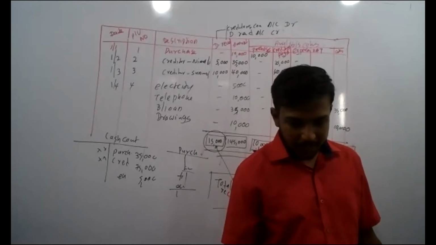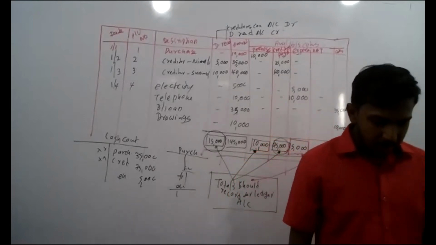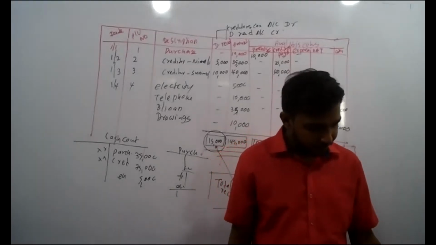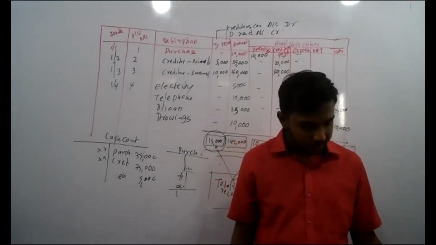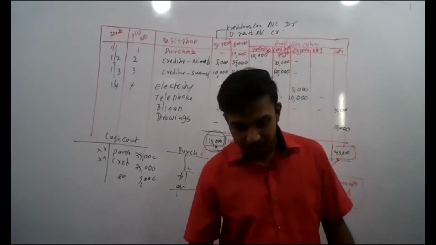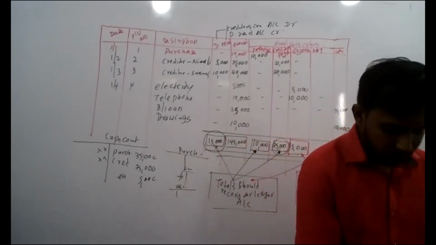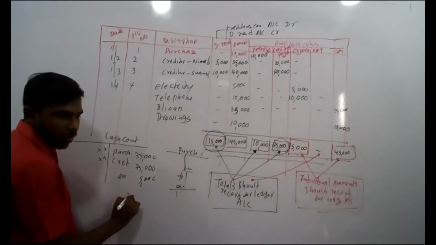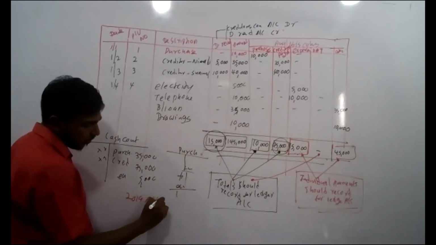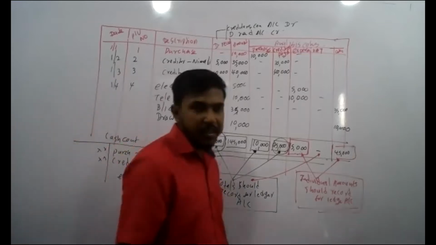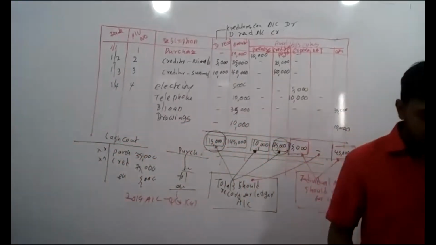Make homework 2019 question number 4A. Question number 4A. This is the homework. Good question. 2019 A-level, question number 4A. Right? I will discuss it next day.